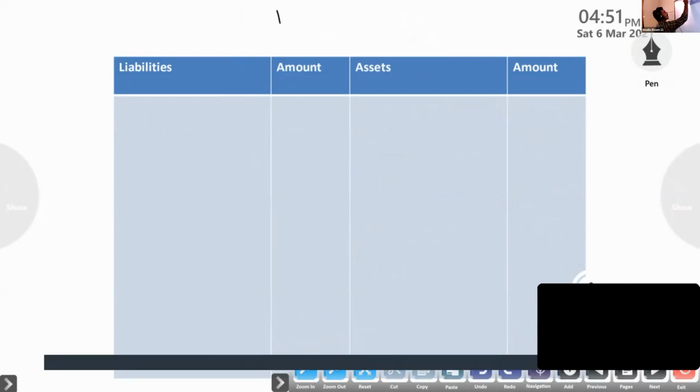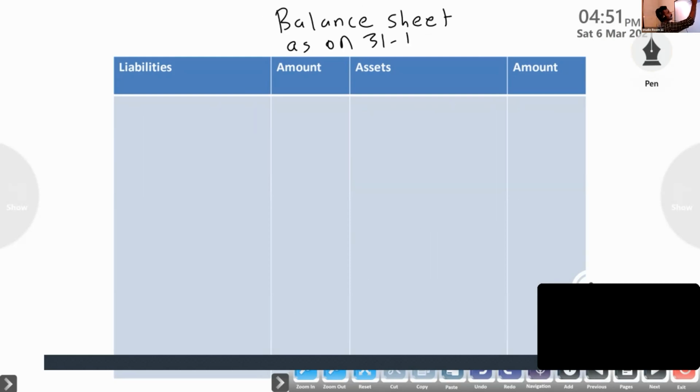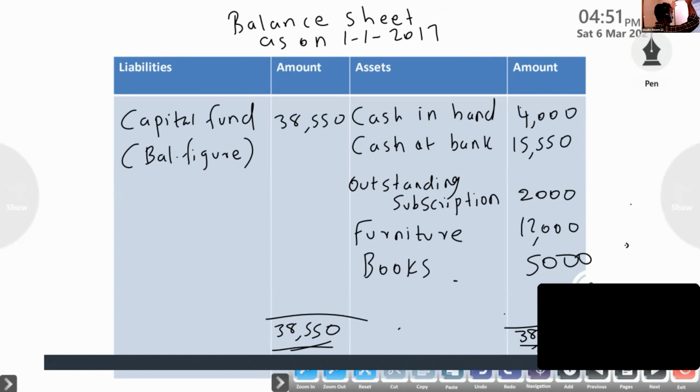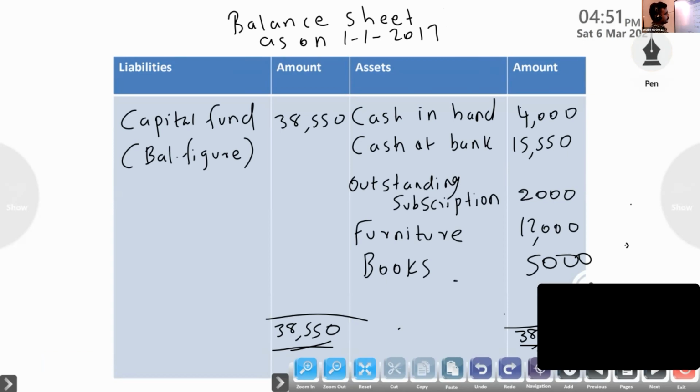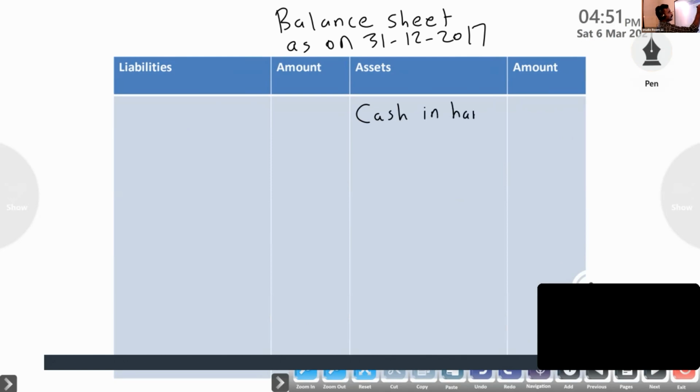Now closing balance sheet. Balance sheet as on 31st December 2017. First we will write the items on the basis of the opening balance sheet. So here cash in hand, same. Then cash at bank, that we will write first. Cash in hand, then cash at bank.